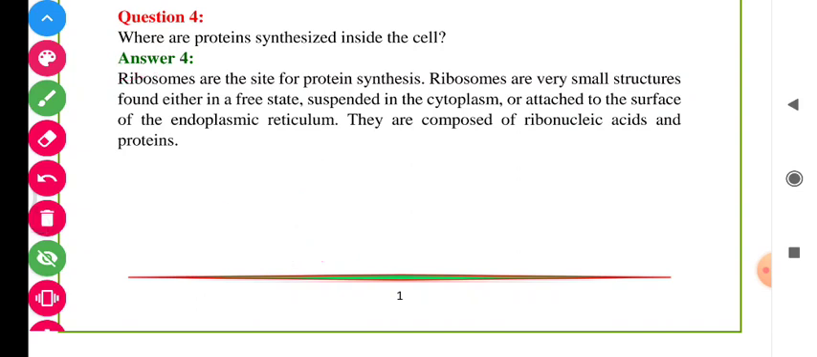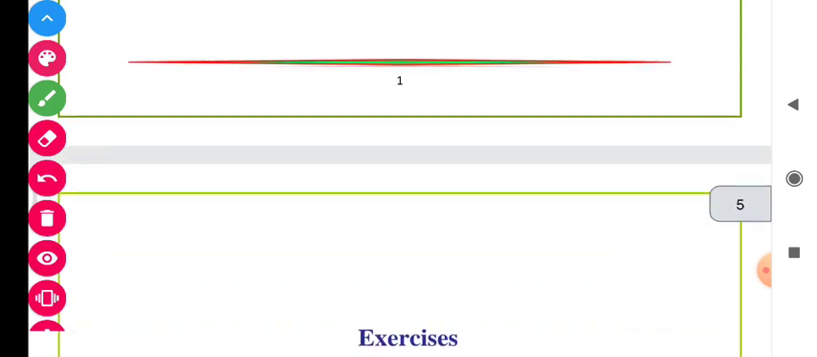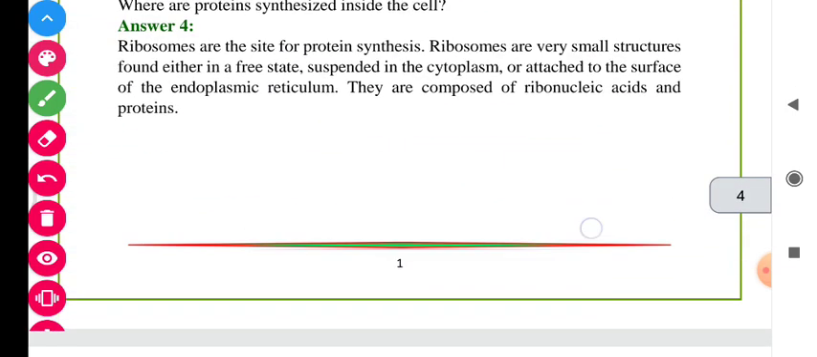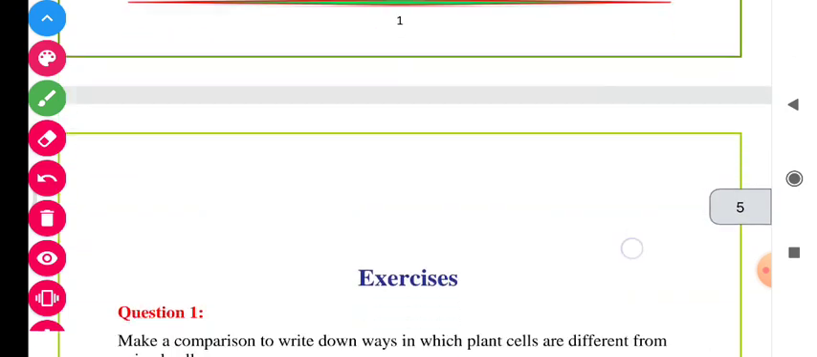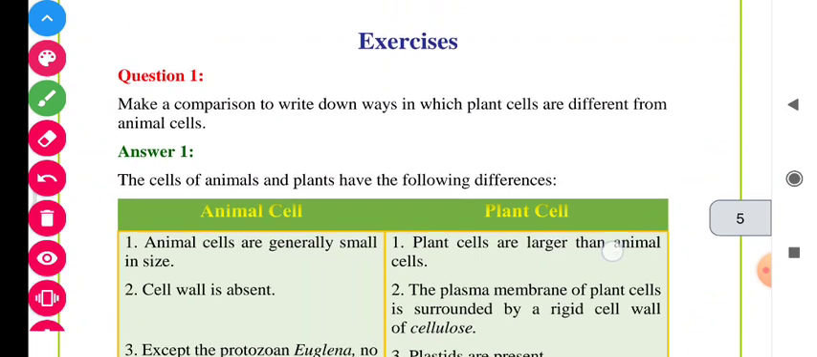Ribosomes are very small structures found either in a free state, suspended in the cytoplasm, or attached to the surface of endoplasmic reticulum, as I told you. Ribosomes contain ribonucleic acid and proteins. So at that site, the protein is synthesized. Okay, so these are the in-text questions that you should write in your fair book. After this, exercises.